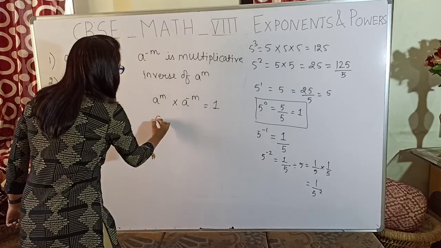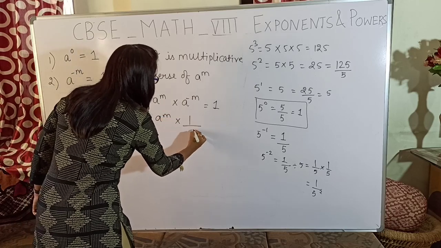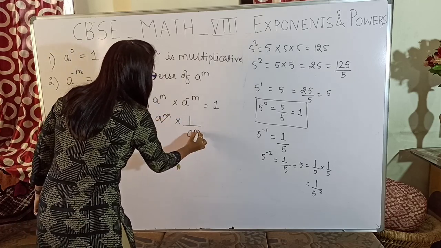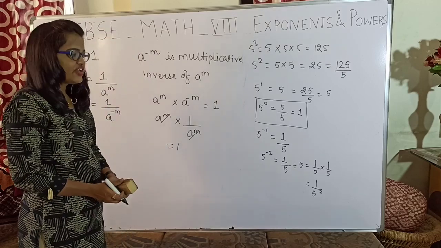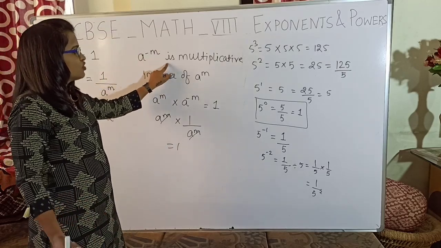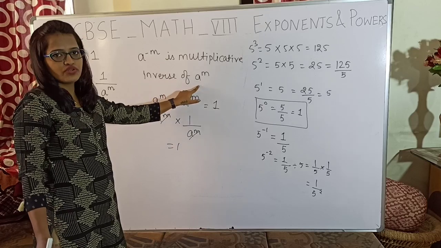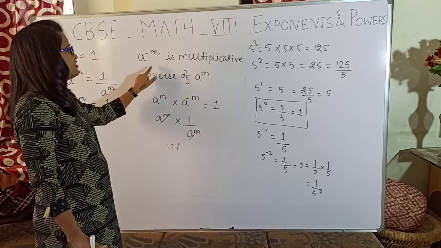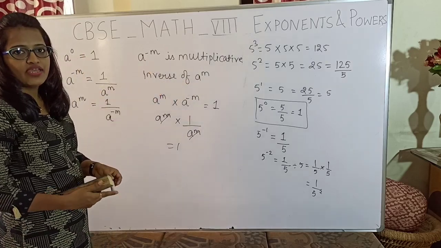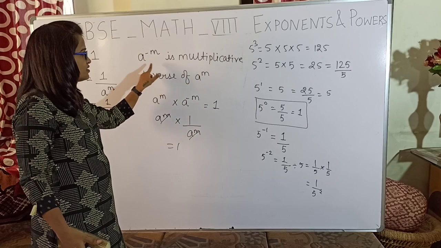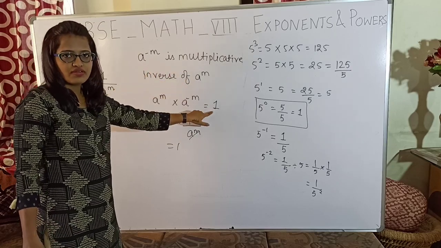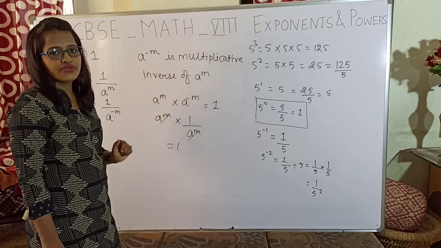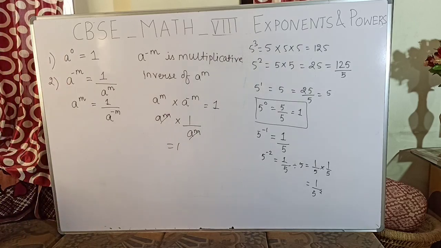This a raised to minus m could also be written as 1 upon a raised to m, and hence I am getting the answer as 1, and therefore a raised to minus m is called the multiplicative inverse of a raised to m. Similarly, you can also read it as a raised to m is the multiplicative inverse of a raised to minus m. Why? Because if you multiply these two numbers, you will be getting the answer as 1, and hence it is called the multiplicative inverse. Okay, so now let us see a few laws of exponent.